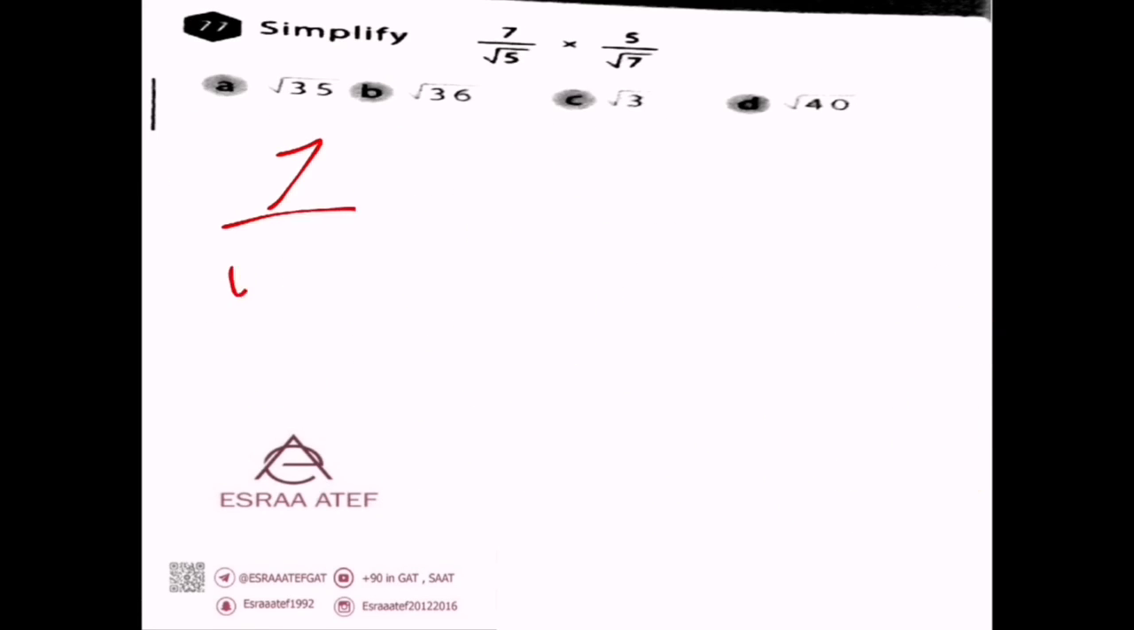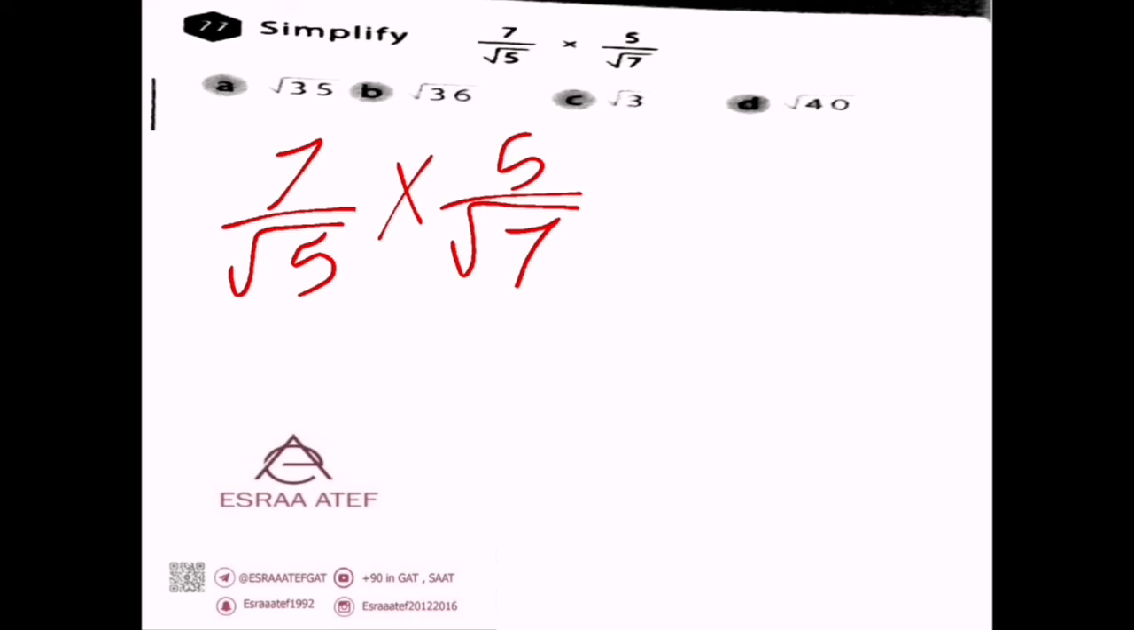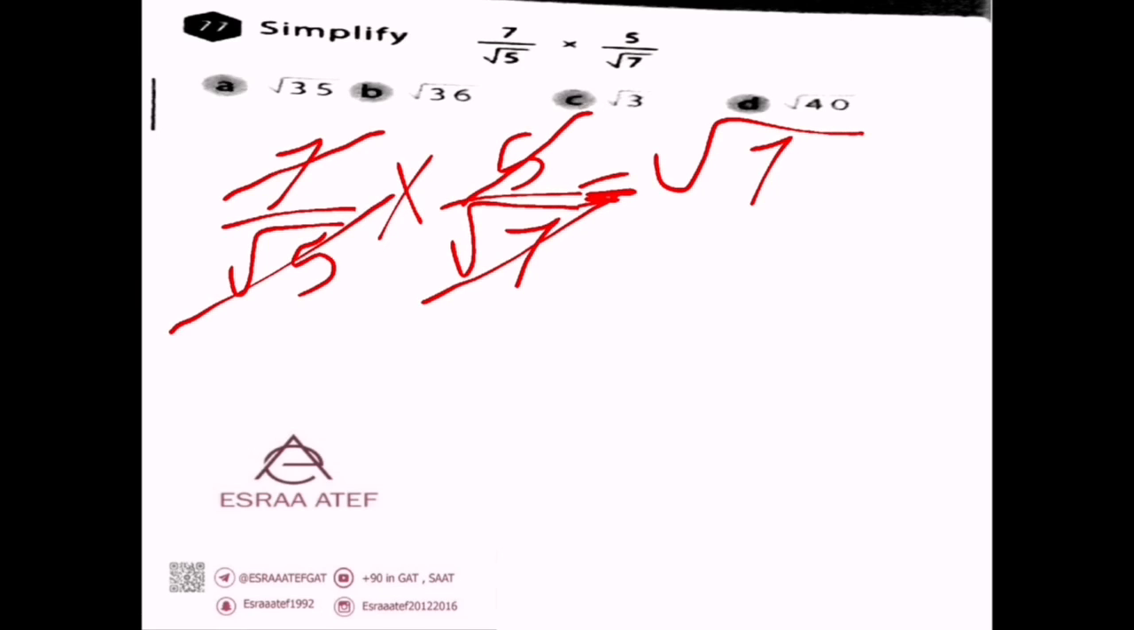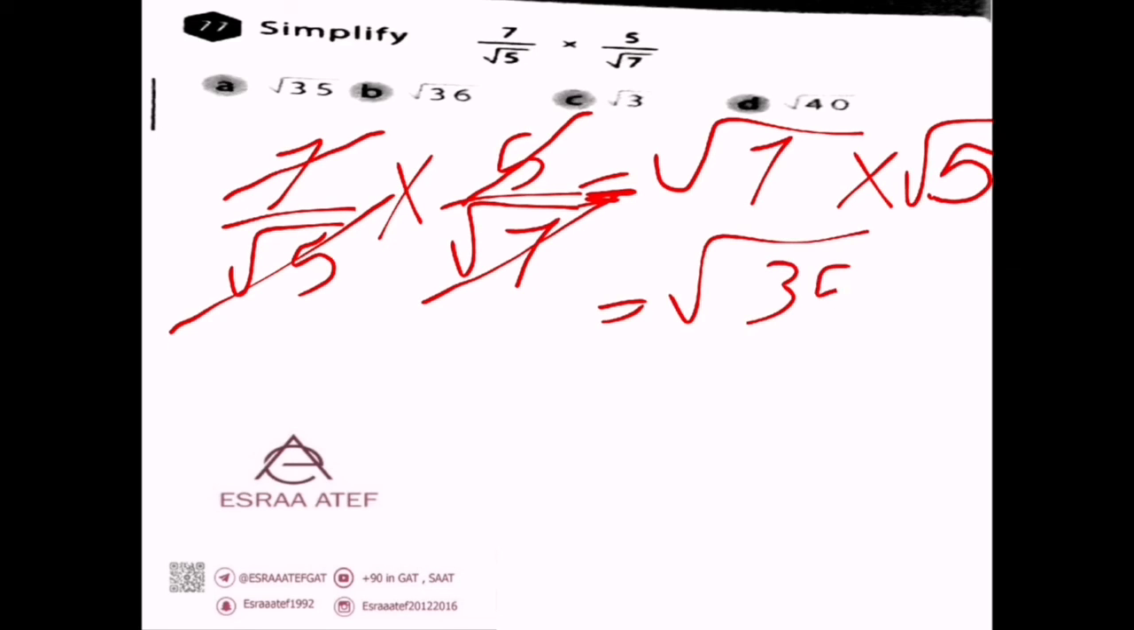Here 7 over square root of 5 times 5 divided by square root of 7. How can we solve it? If I divide 7 by square root of 7, it will be square root of 7 in the up. And here is the same. If we divide 5 over square root of 5, it will be square root of 5 in the up. Square root of 7 times the square root of 5 will be square root of 35. So the answer will be square root of 35.